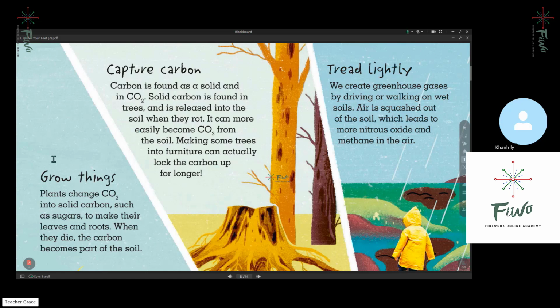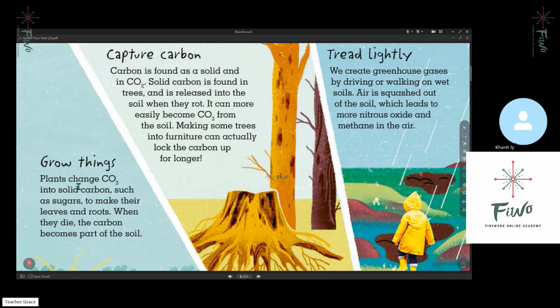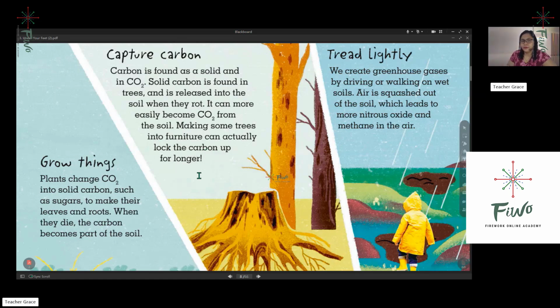Okay, so next we have grow things. Grow things. Plants turn carbon dioxide into solid carbon, such as sugars, to make their leaves and roots. When they die, the carbon becomes part of the soil. Yes, okay. So also soil helps grow things, okay? Any plants that you are going to plant in healthy soil will also grow healthy, right?